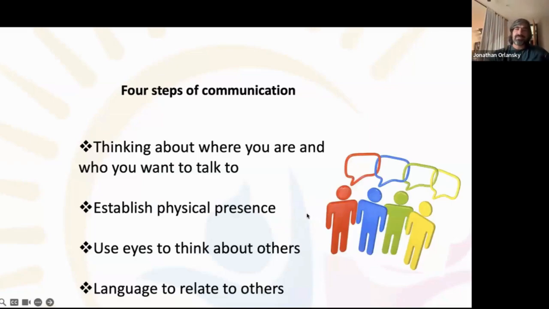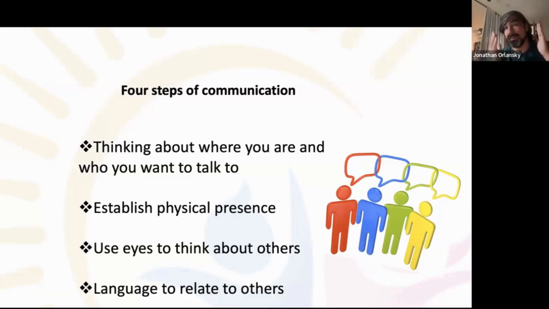All right, the 4 steps of communication. Thinking about where you are and who you want to talk to. It could be something utilitarian. I'm standing in line waiting to talk to the person at the post office because I need to send a shipment, or I'm at a party and there's someone who I think is a potential friend and I haven't talked to them much and I want to broach a conversation with them.